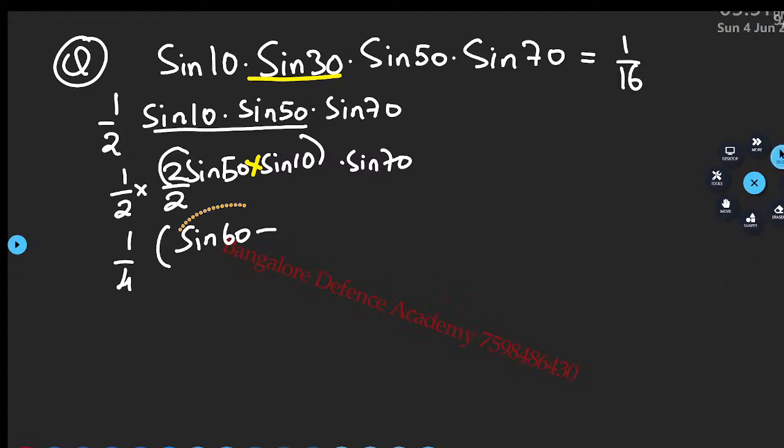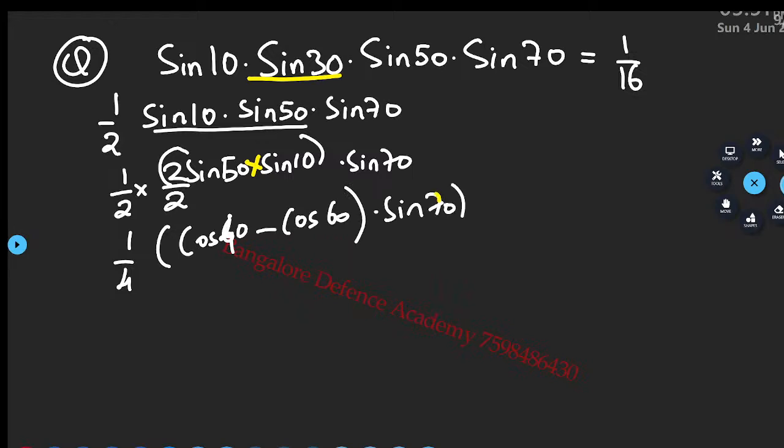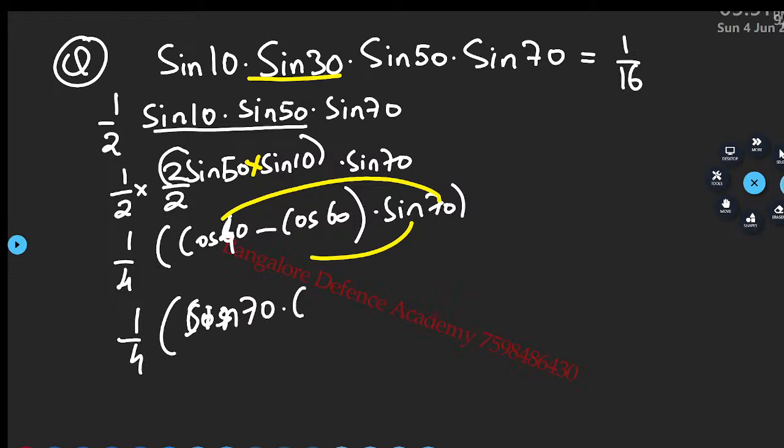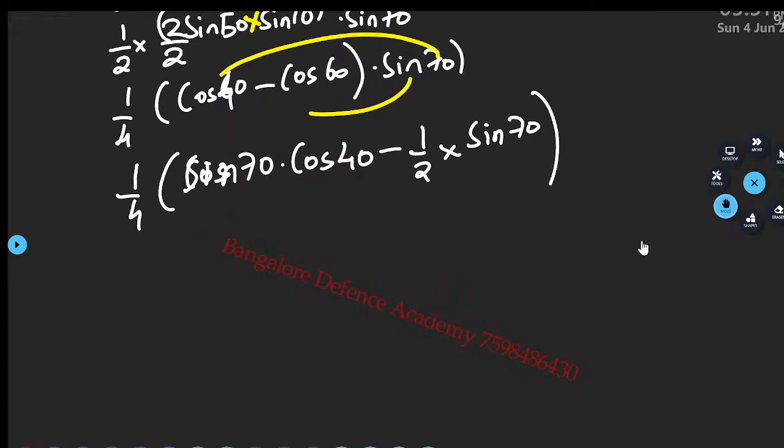Yeah, cos 60, cos 60 minus of cos, पहले minus फिर plus, right? Minus cos 60 into sin 70. Now you have to multiply here. So what happens? 1/4 into sin 70 into cos 40 minus 1/2 into sin 70. Yes or no? Correct? Okay.